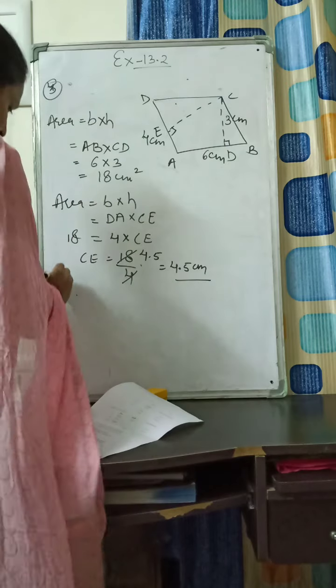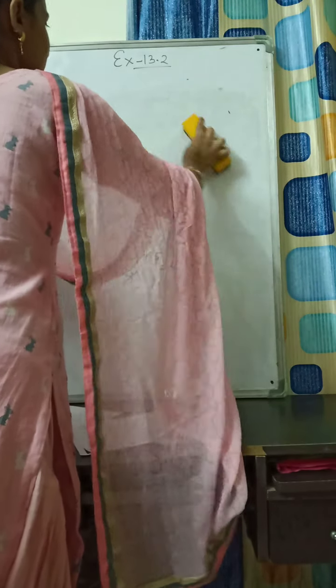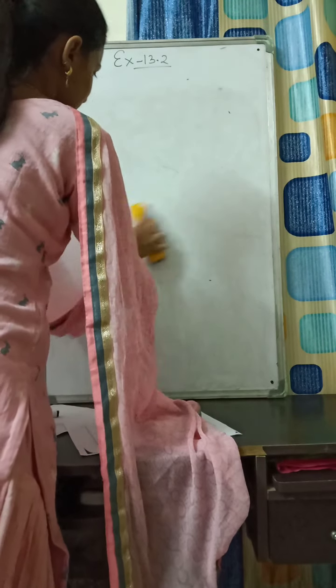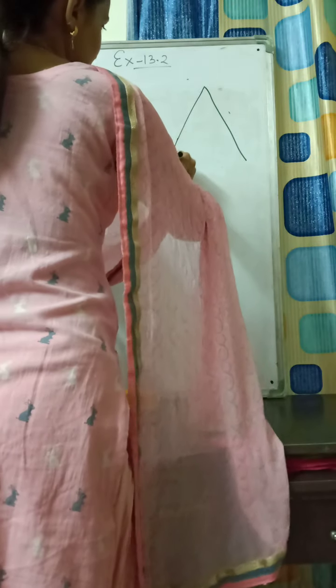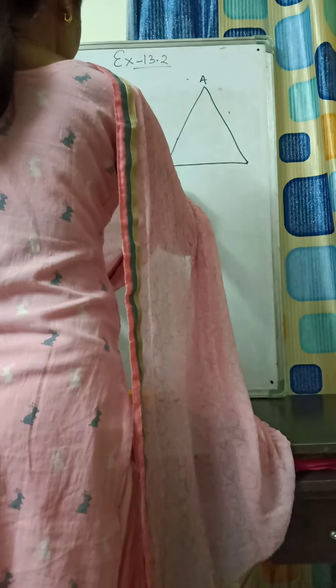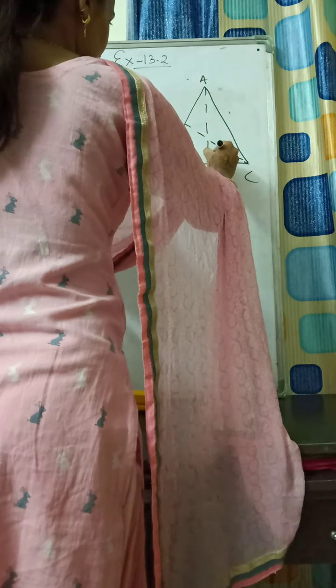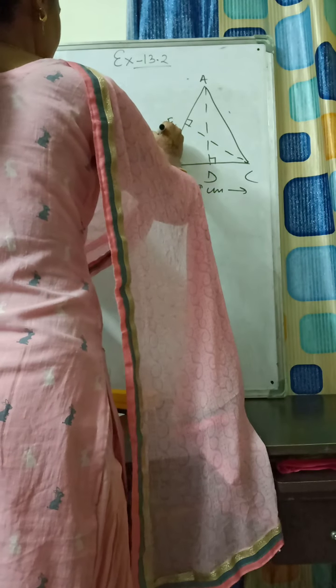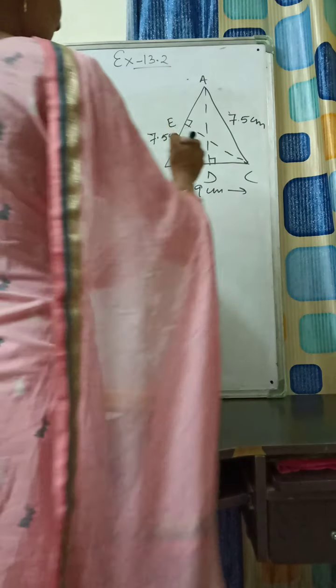Now the sixth question. Now in the sixth question, a triangle ABC is given, that is A, B, C, E, and the perpendicular D. Here this one is 9 centimeter and this is 7.5 centimeter, and this one is also 7.5 centimeter, and this AD is 6 centimeter. Fine. These values are given.